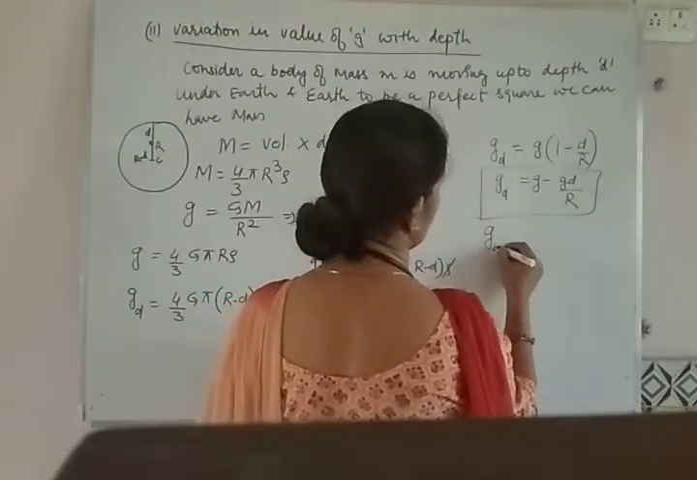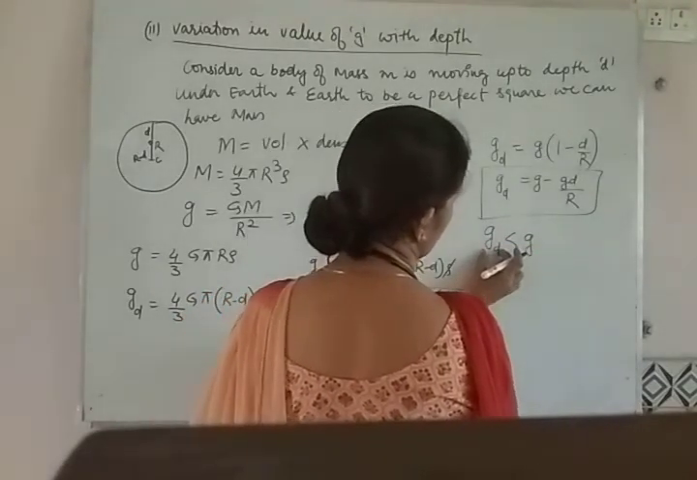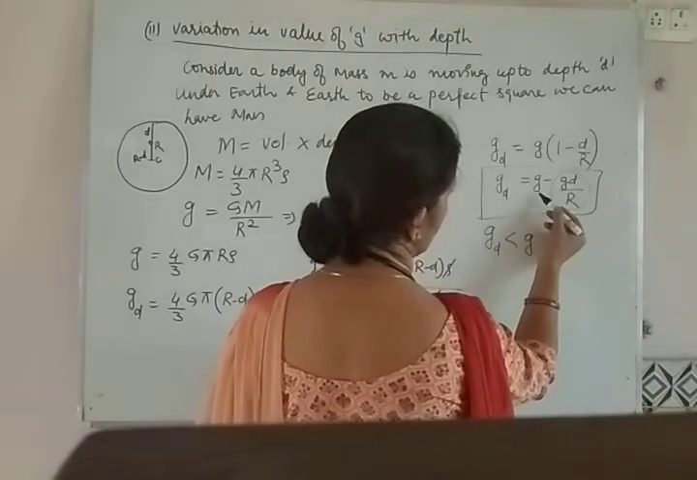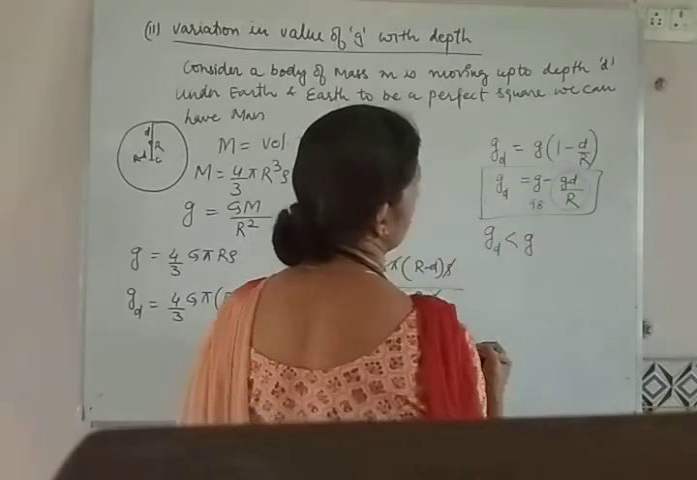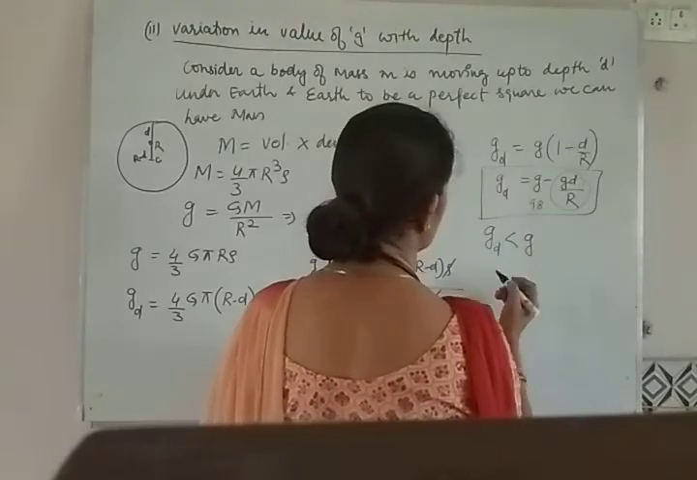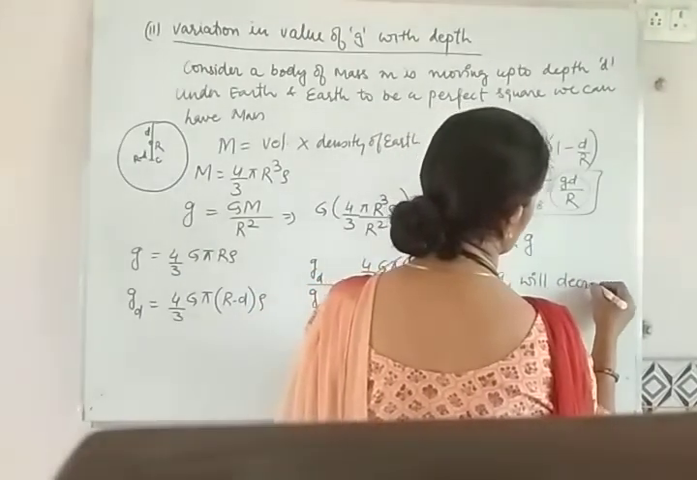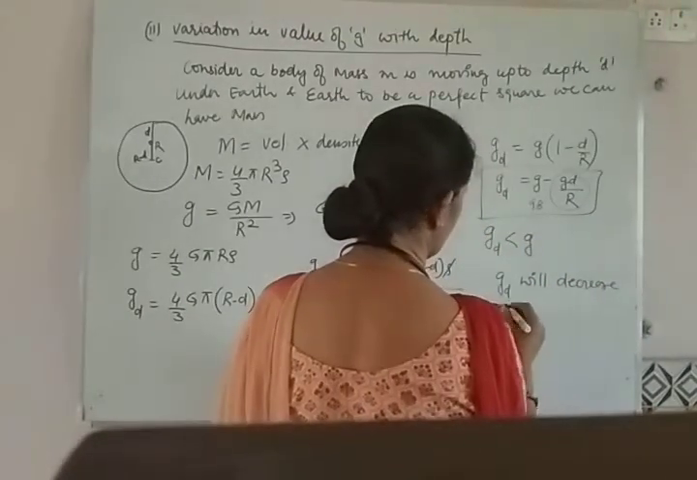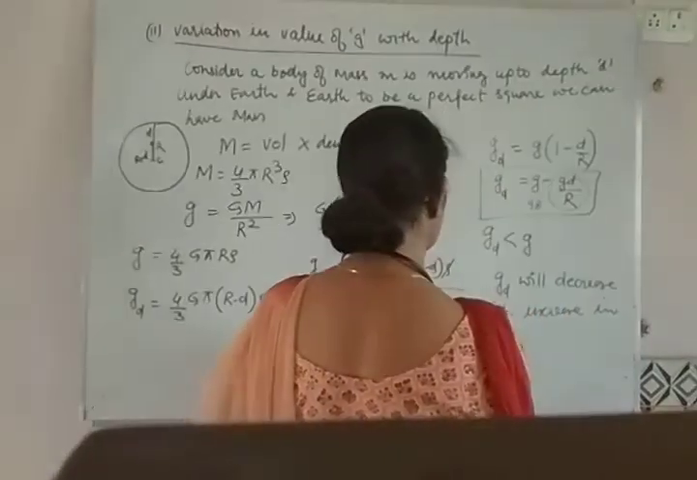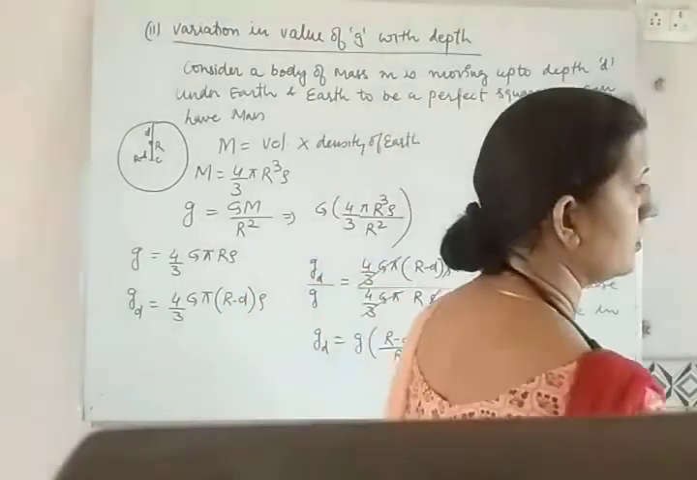The value of g will be less than the value on the surface. The value at depth is less than g if it is obtained by subtracting a factor from the value of g, that is 9.8. As the depth increases, the value of g will decrease. Hence you can write: g at depth will decrease with increase in the depth. Okay, note this point.